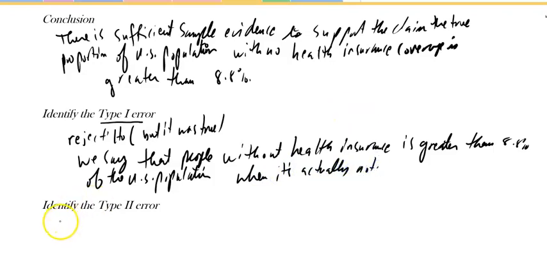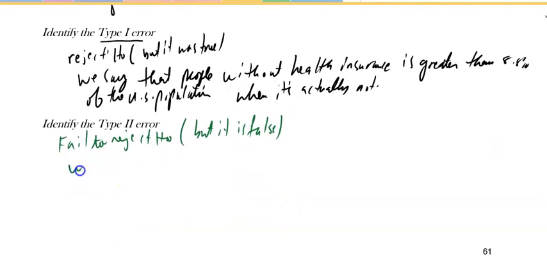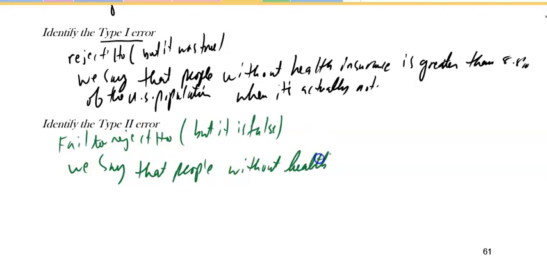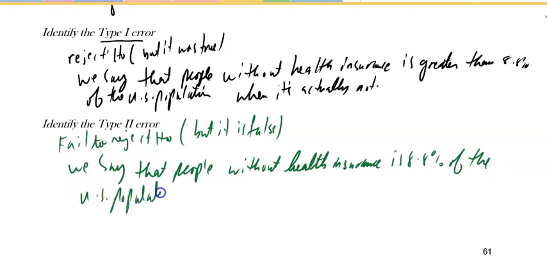Type 2 error, I remember type 2 error by fail to reject H naught, but it is false. So here you would say that people without health insurance is 8.8%. Kind of like the problem we just did. The error would be fail to reject the null hypothesis. Here we rejected it. Of the US population, when in reality it is more.